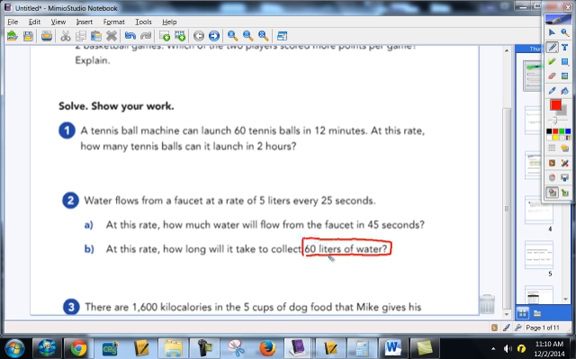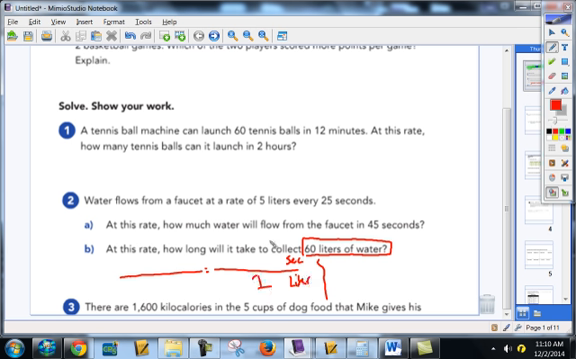Okay, so now what we're going to do is we're going to use unit rate again. Only this time, we're going to figure out the opposite. We're going to figure out not how many liters per second, we're going to figure out how many seconds per liter.